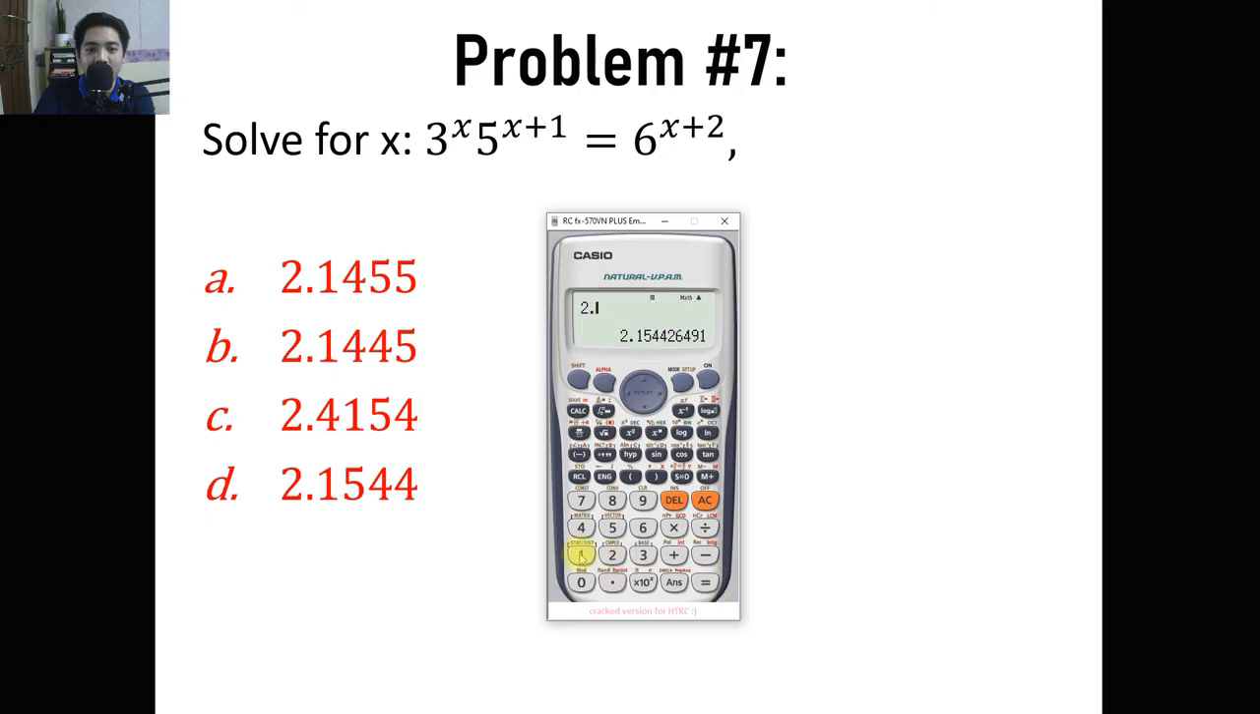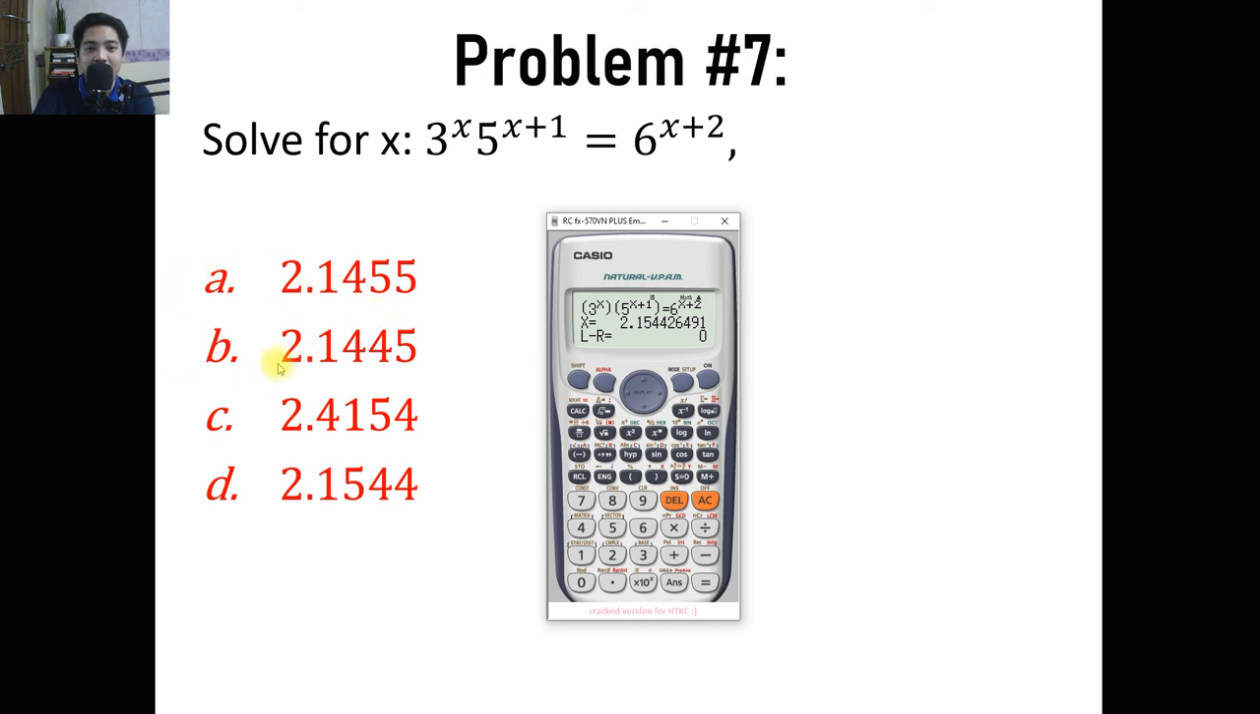So we have 2.1445 equals... that's 2.1544, still letter D. So for us to be sure, let's try letter C, 2.4154. Okay. Oh, it's still letter D. So, just two multiple choices are enough.